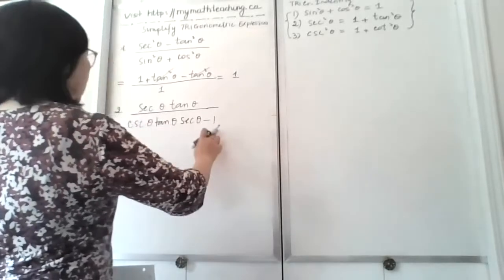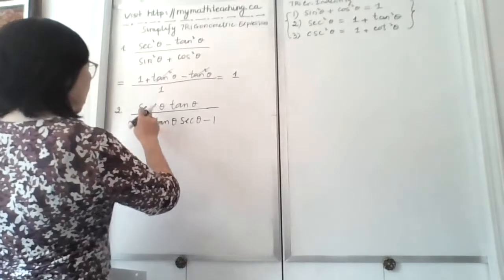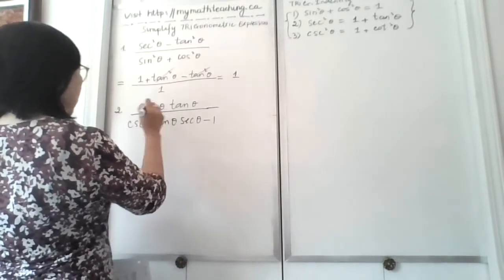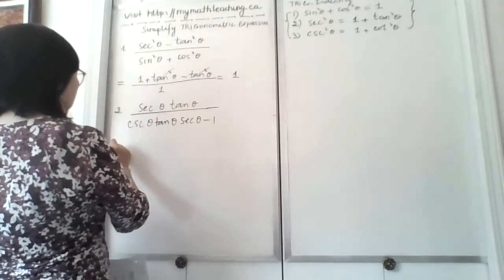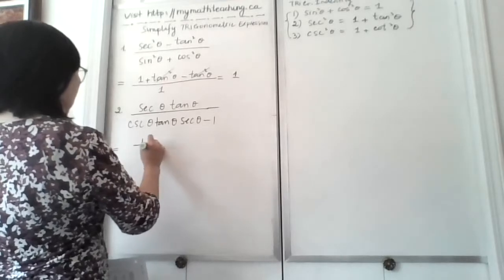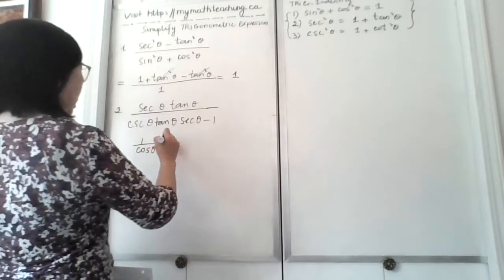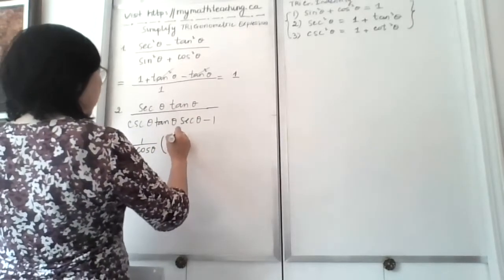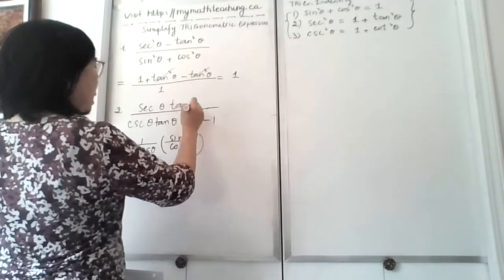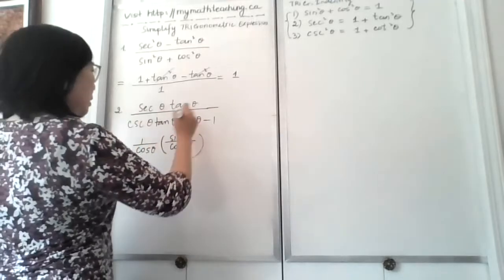What I'm going to do is change the top. I'm going to change the top to 1 over cos theta, because secant theta is 1 over cos theta, times sine theta over cos theta, because tan theta is equal to sine theta over cos theta. So that is the top.